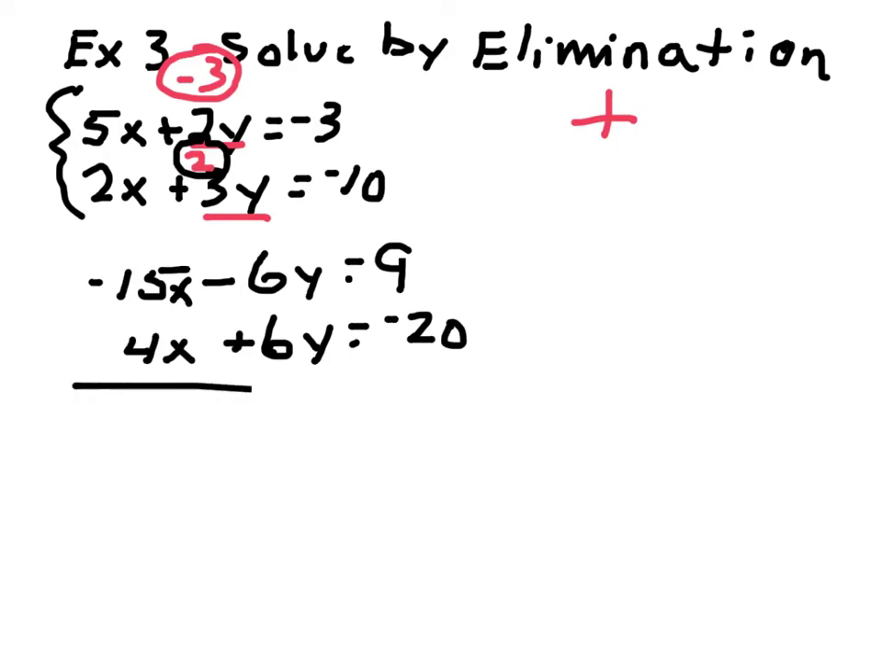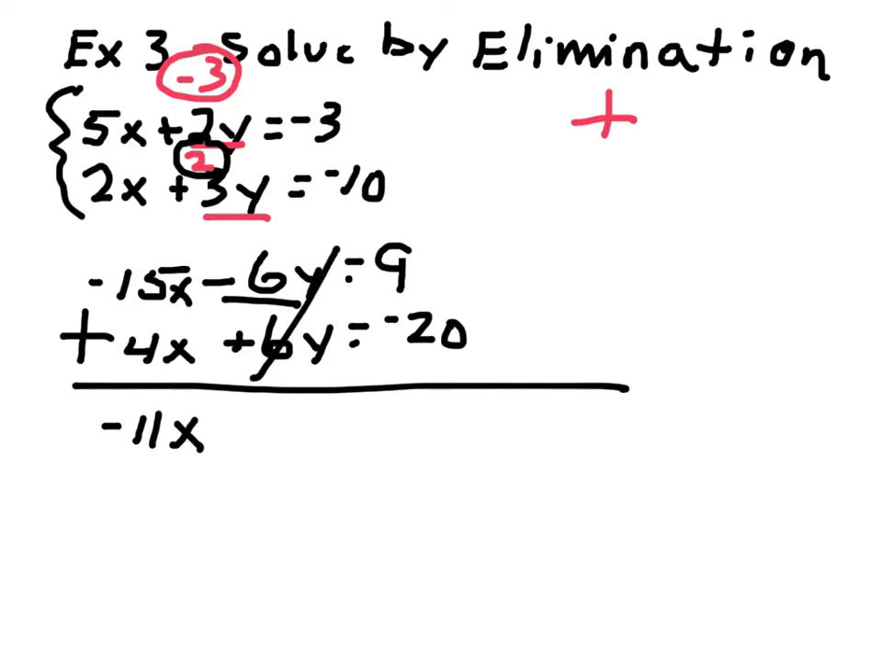Now let's see if this works. Let's add the columns. So a negative 15x plus 4x is a negative 11x. What's a negative 6 plus 6? They cancel. It worked. Equals 9 plus a negative 20, a negative 11. Looks like we're in good shape. Now solve it for x. X is equal to 1.